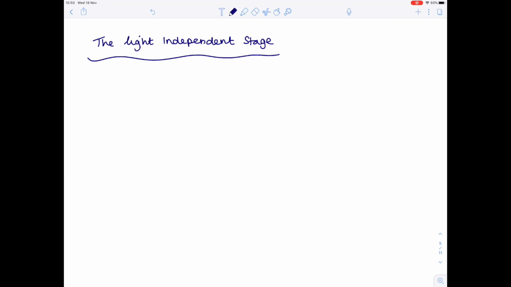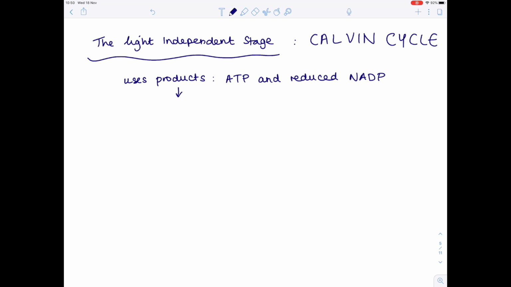We're now ready to turn our attention to the light-independent stage of photosynthesis, which you probably called the Calvin cycle. Now, the light-independent stage of photosynthesis relies upon the products of the light-dependent stage, which, remember, were ATP and reduced NADP. And they were produced in the light-dependent stage of photosynthesis. And so what I'm really trying to point out here is that although light isn't directly involved in the light-independent stage, without it, the necessary NADPH and ATP would not be available to the plant.